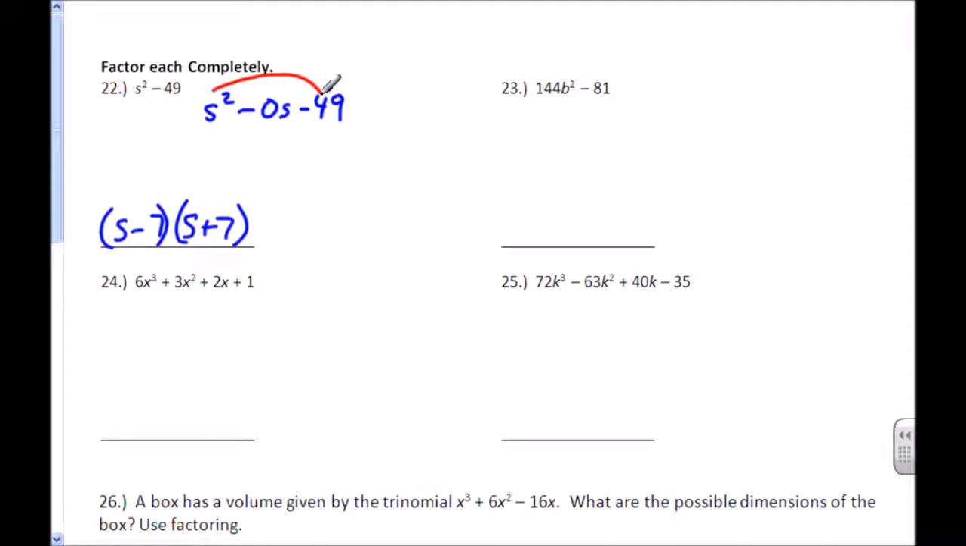You can build a bridge. That's a negative 49. Two numbers that multiply to a negative 49 but add to a 0 are going to be a 7 and a negative 7. And this one has a 1 out front, so I can use my shortcut. So it's an s plus 7 and s minus 7.